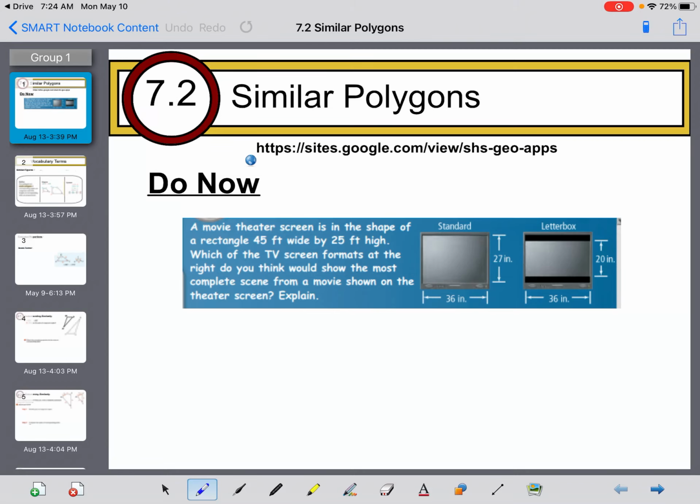All right, everyone, this is 7.2 Similar Polygons. You have a do now, and that's more of an opinion-based. I just want to see where your thought process is at in terms of this question. So give me your opinion below, and then I'll look at them when you submit your work.